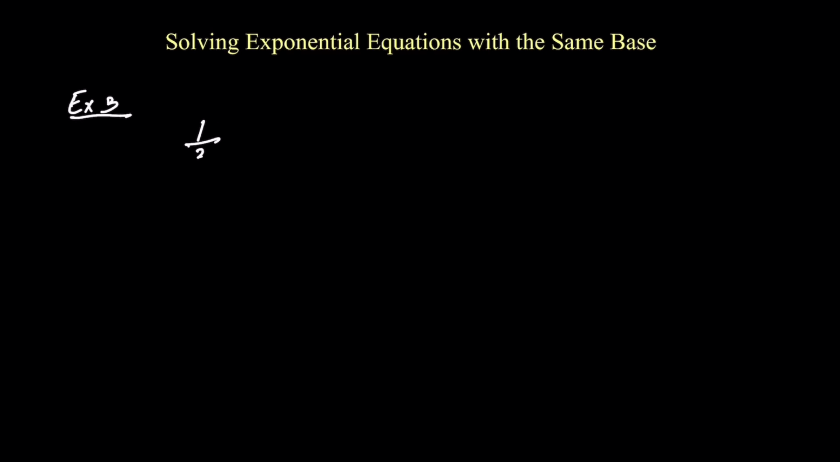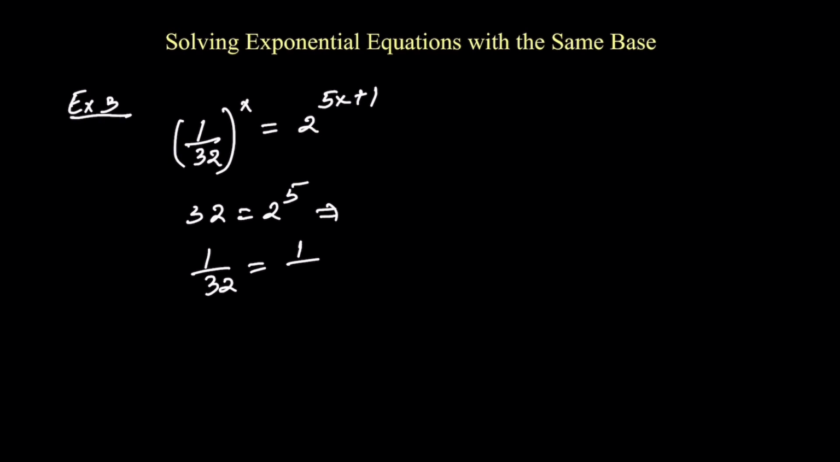Example 3. Let's look at another example, this time involving a fraction. 1 over 32 raised to the x equals 2 raised to 5x plus 1. First, rewrite the fraction using exponents. 32 is 2 to the 5th power. So 1 over 32 becomes 2 to the negative 5. Now rewrite the equation. 2 to the negative 5 raised to x equals 2 raised to 5x plus 1.